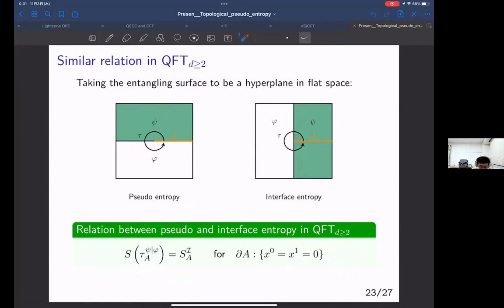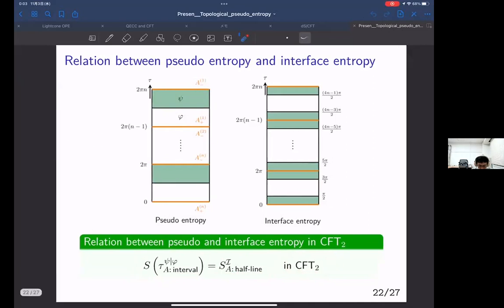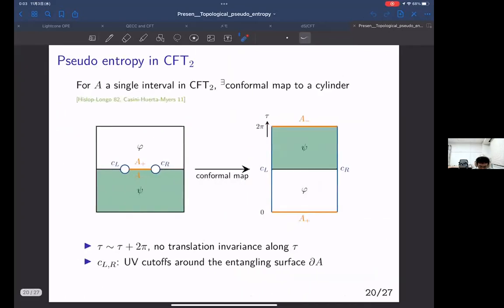So in the previous case, this relation holds only in CFT2. On the left-hand side, I have pseudo-entropy for one interval, and on the right-hand side, an interface entropy for half line. This holds only in CFT2 because I use a conformal transformation from one interval to a cylinder. This is possible only in CFT2.